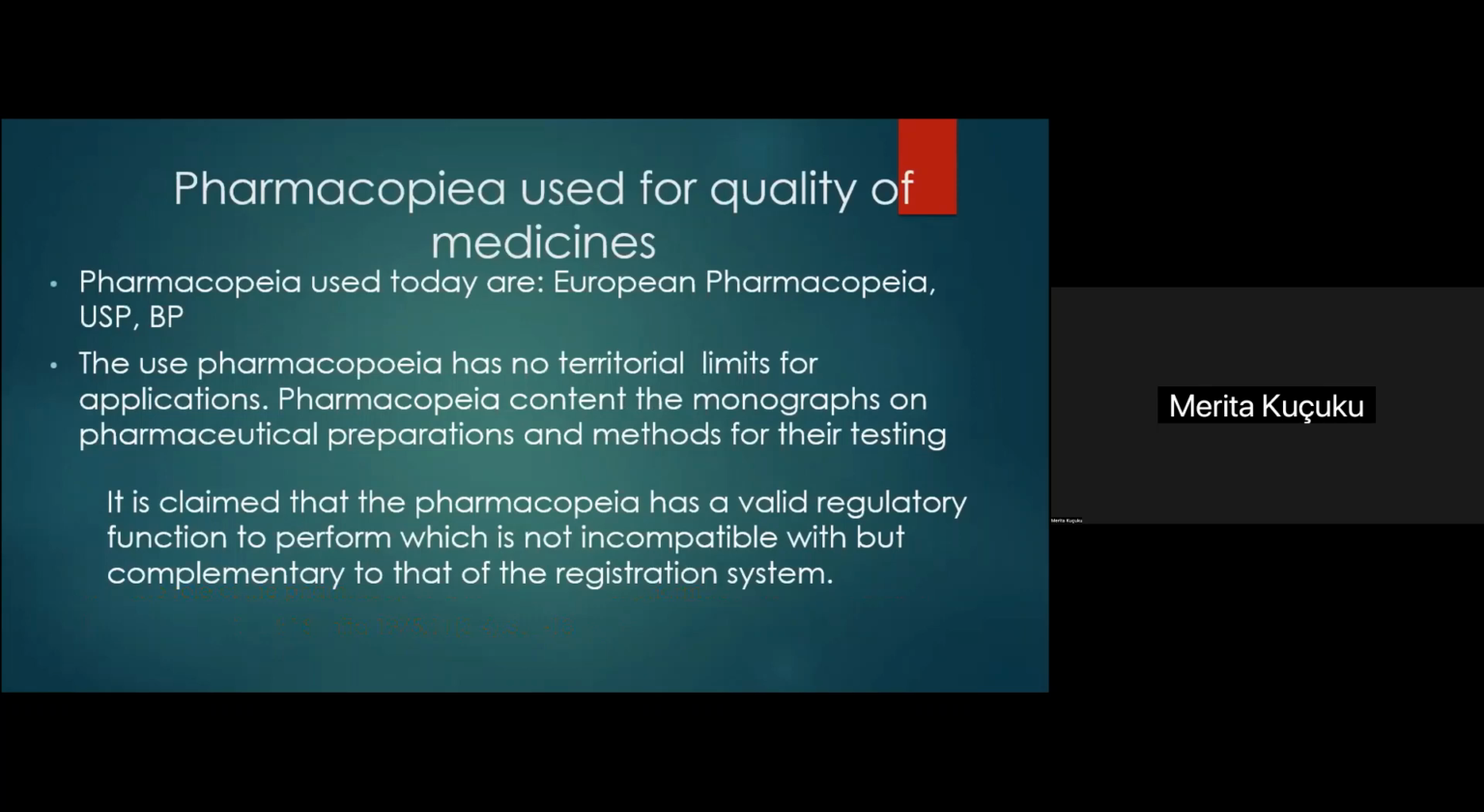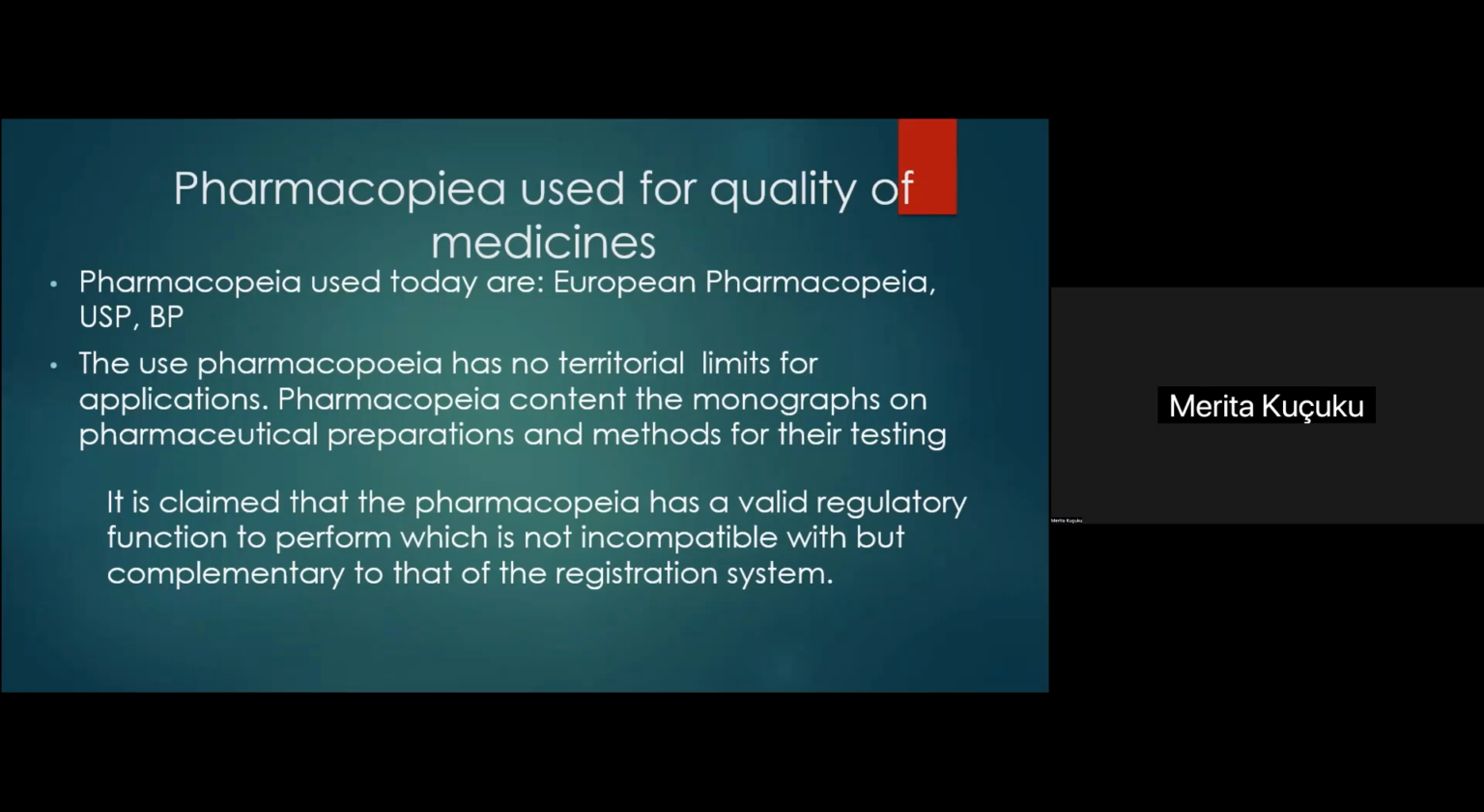The pharmacopoeias used today are the European Pharmacopoeia, the United States Pharmacopoeia, and the British Pharmacopoeia, which are used in every country because they have no territorial limits for application. There are also national pharmacopoeias, which some countries have established, and these are licensed by an international agency like EMA or WHO. A pharmacopoeia contains monographs on pharmaceutical preparations and methods for their testing.